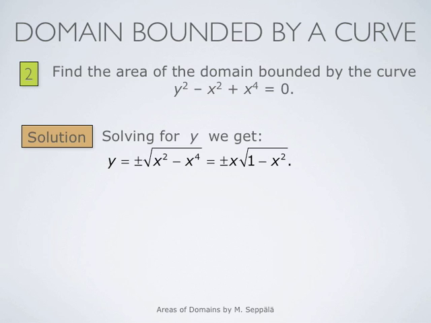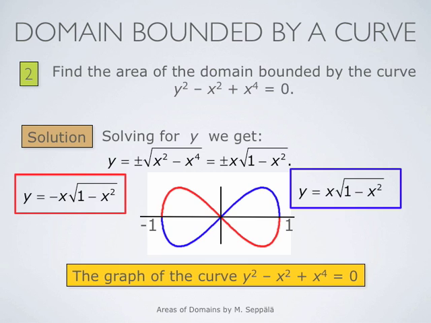And this simplifies to plus or minus x times square root 1 minus x squared. Therefore we conclude that this curve y squared minus x squared plus x to the fourth equals 0 consists of graphs of two functions, namely the function y equals negative x times square root 1 minus x squared, which is the red curve shown in this picture, and the function y equals x times square root 1 minus x squared, which is the blue curve shown in this picture.